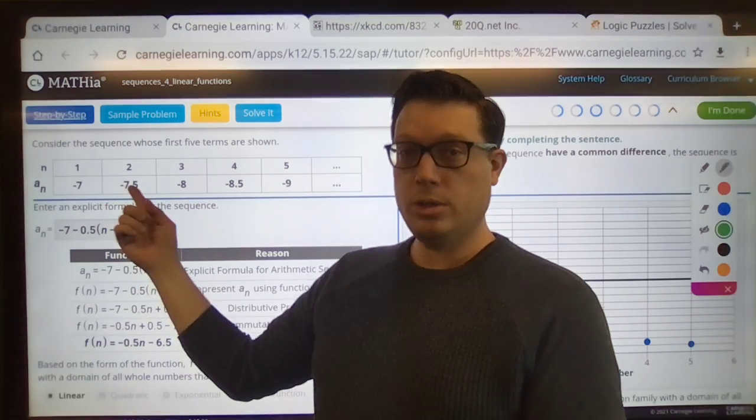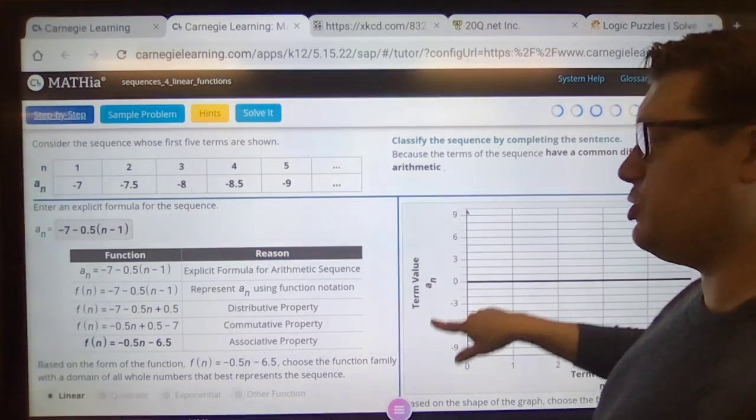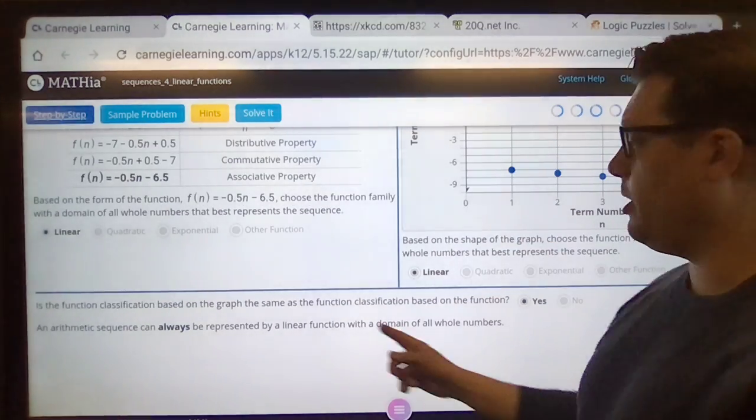The actual terms of the sequence are the range. Concept we need to do in another separate section. But the point being, there it is.